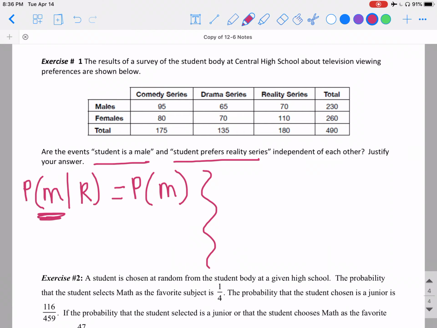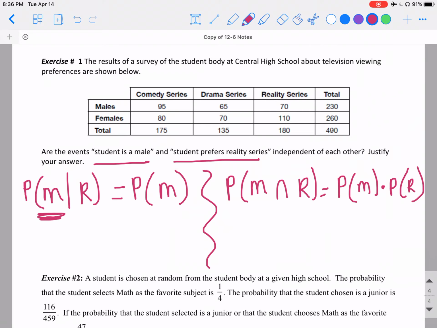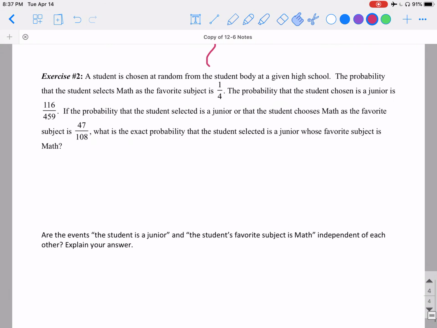Or like we just did in that second test, I can see does the probability of male and reality TV equal the probability of being male times the probability of preferring reality TV. So it's up to you guys, whichever test you're comfortable with. Both of them work, both of them are acceptable. You could try it both ways to just double check yourself. So you guys can go ahead and finish exercise 1, and I'm just going to set up exercise 2 for everyone, and then you're on your own.